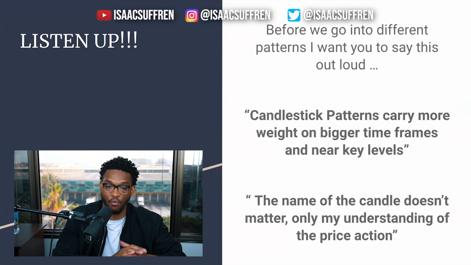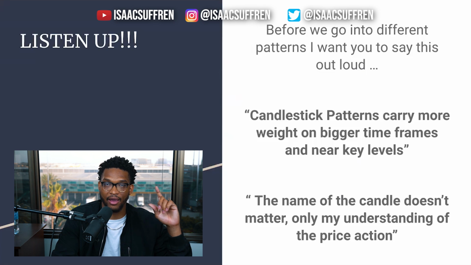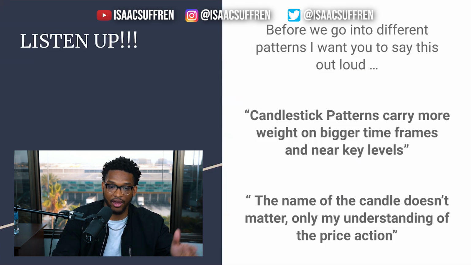Candlestick patterns carry more weight on bigger time frames near key levels. I'm gonna go into some examples as we go into the different candlestick patterns. But I want you to understand this, so when we get into it, you can have that in the back of your head. Candlestick patterns carry more weight on bigger time frames and near key levels.